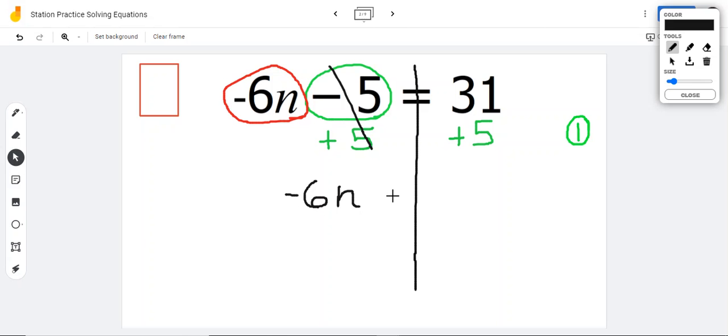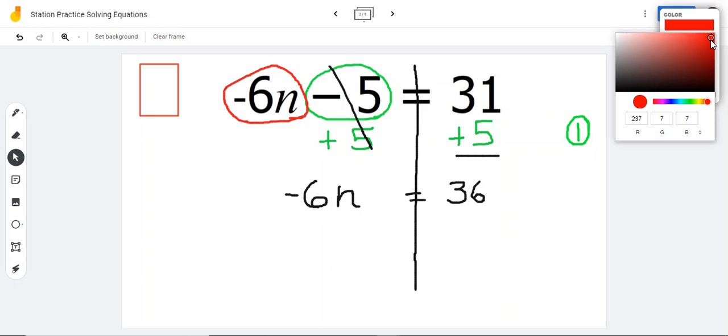Now, the thing that people forget is also you got to bring down on this side too. So 31 plus 5, 31 plus 5 is 36. So now I have a number on both sides and an equal sign. Negative 6 n equals 36 is what I have left. So now I'm ready for step 2.